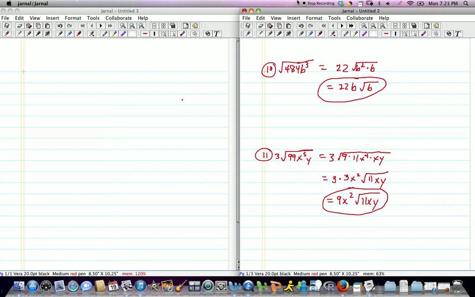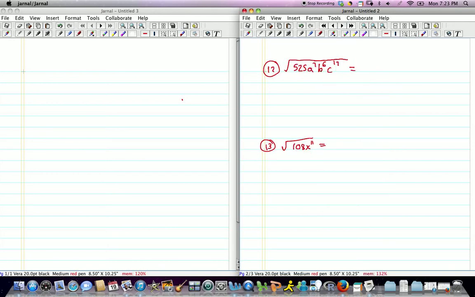So using that theory, again, we're going to move on to number 12. I look here on the next page at number 12. We're going to break all of these things down as usual. So the first thing we're going to do is notice that 525 breaks down into 25 times 21. So we're going to break that up.